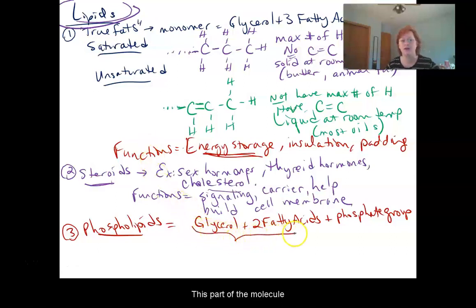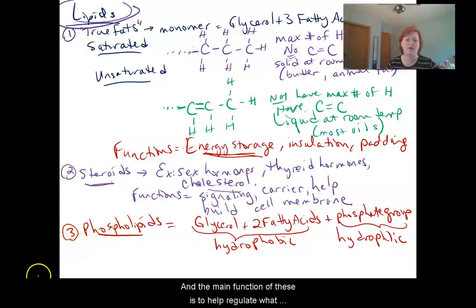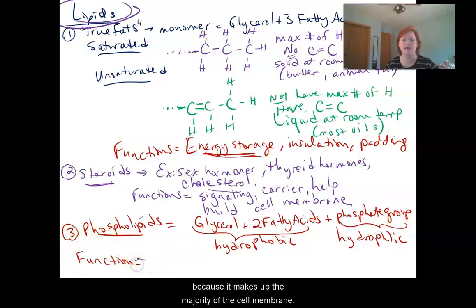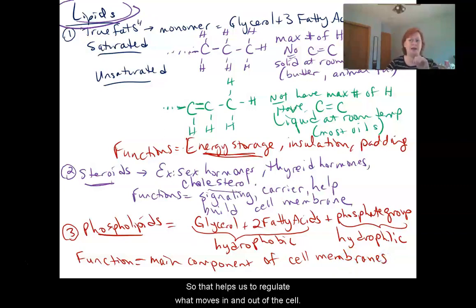This part of the molecule we think of as the fatty acid tails. These are going to be hydrophobic, whereas this is going to be hydrophilic. And the main function of these is to help regulate what moves in and out of the cell, because it makes up the majority of the cell membrane. So this is the main component of cell membranes. So that helps us to regulate what moves in and out of the cell.